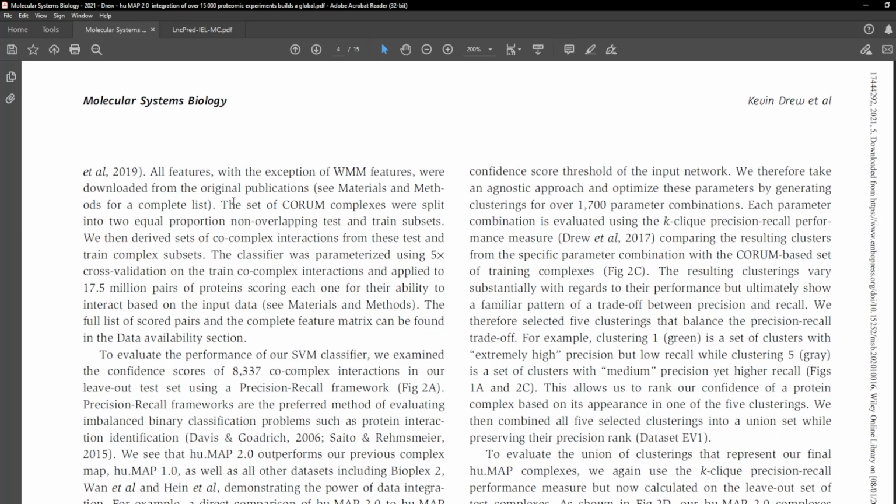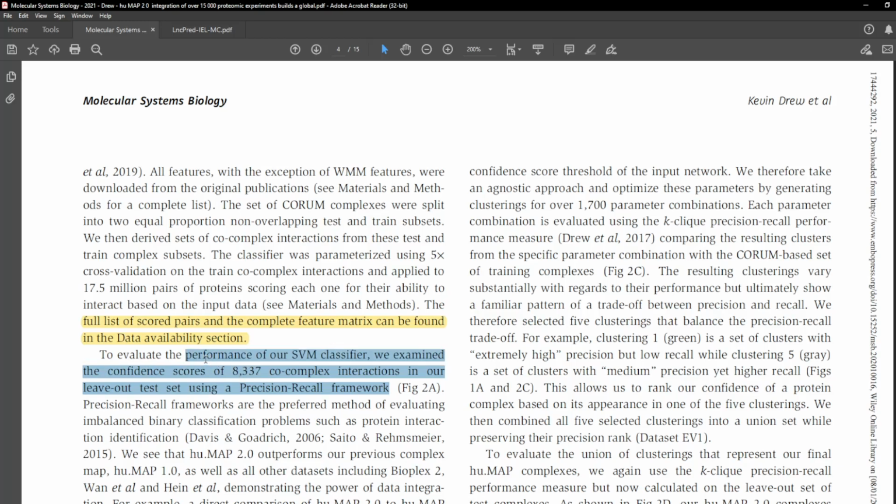See materials and methods. The full list of scored pairs and the complete feature matrix can be found in the data availability section. To evaluate the performance of our SVM classifier, we examined the confidence scores of 8,337 co-complex interactions in our leave-out test set using a precision recall framework, Fig 2a. Precision recall frameworks are the preferred method of evaluating imbalanced binary classification problems such as protein interaction identification. Davis and Godrich, 2006, Saito and Riemsmeyer, 2015.